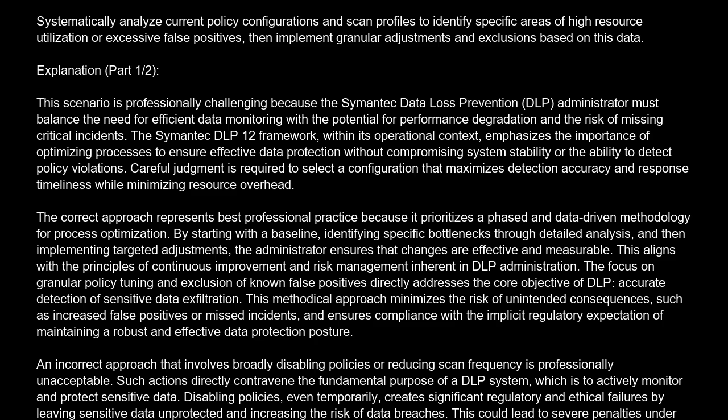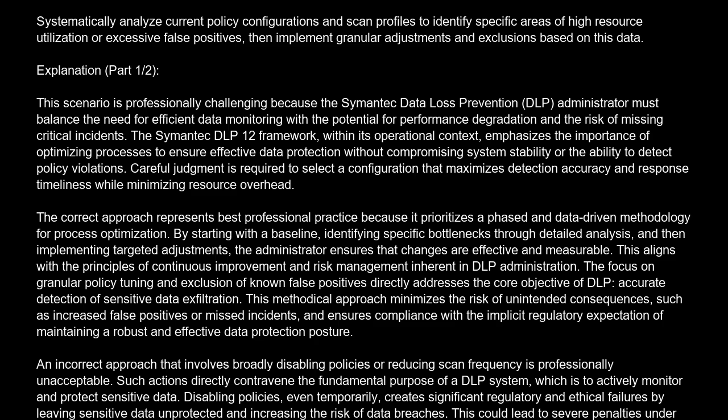Explanation. This scenario is professionally challenging because the Symantec Data Loss Prevention (DLP) administrator must balance the need for efficient data monitoring with the potential for performance degradation and the risk of missing critical incidents. The Symantec DLP-12 framework, within its operational context, emphasizes the importance of optimizing processes to ensure effective data protection without compromising system stability or the ability to detect policy violations. Careful judgment is required to select a configuration that maximizes detection accuracy and response timeliness while minimizing resource overhead.